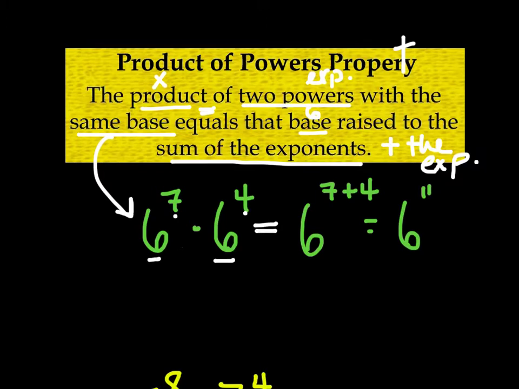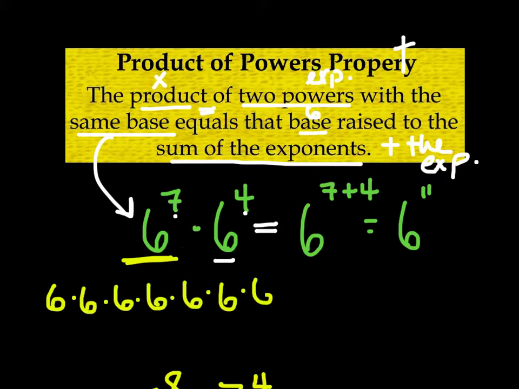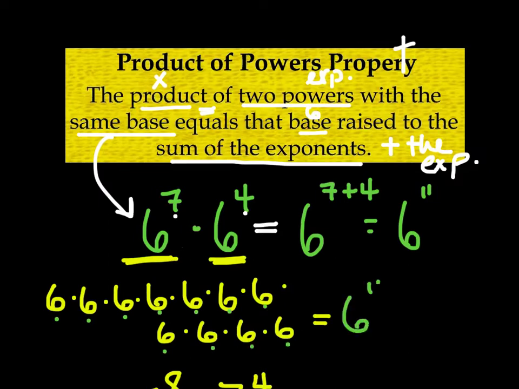Let's understand this completely. This number, 6 to the 7th, we can write as 6 times 6 times 6 times 6 times 6 times 6 times 6. 1, 2, 3, 4, 5, 6, 7. And this other number right here, we can write as 6 times 6 times 6 times 6. And these are all multiplying each other. So we have how many 6s? 1, 2, 3, 4, 5, 6, 7, 8, 9, 10, 11 6s. 6 to the 11th. As you can see, we got the same answer.